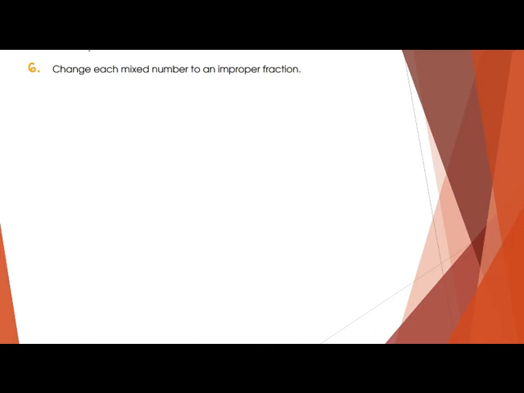Now we have a question number 6. Change each mixed number to an improper fraction. So we have 3 and 2 upon 3. How you can convert it? There are two methods again to solve it. If I want to do it like mind maths, how we will do? 3 3s are 9. 9 plus 2, it's 11. 11 upon 3. We can write like this. Okay, I'm doing like this so it's taking less time.